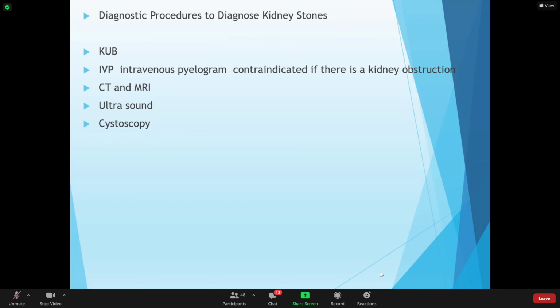Okay, or they might get a CAT scan and an MRI. And sometimes patients get 2 or 3 of these tests if they're trying to locate the stone. Sometimes the KUB is enough and we see it. So again, it just depends on where the stone is.